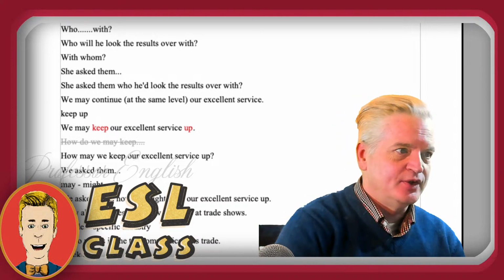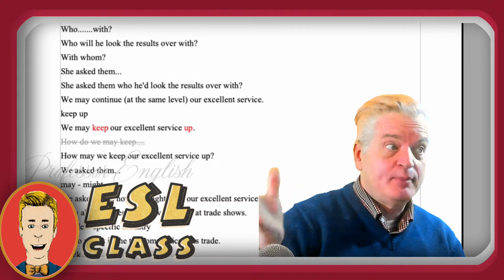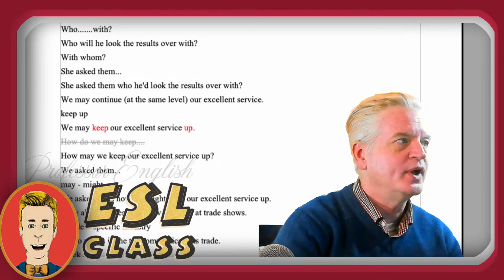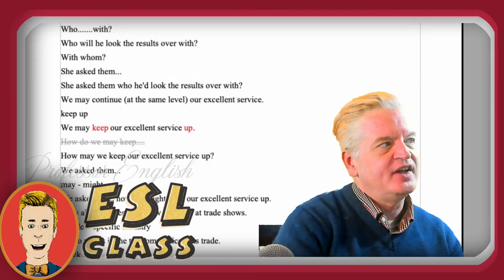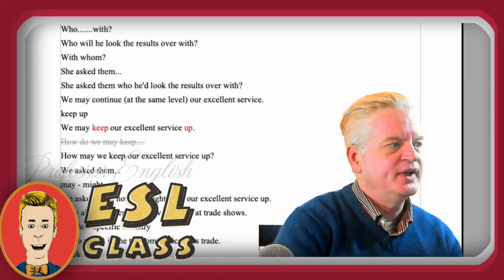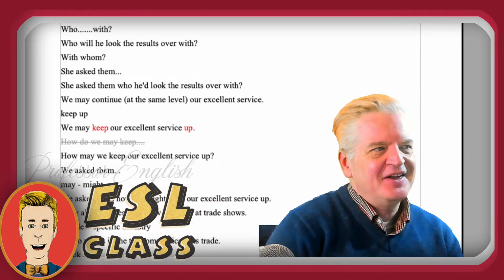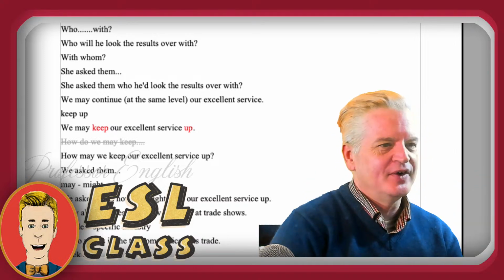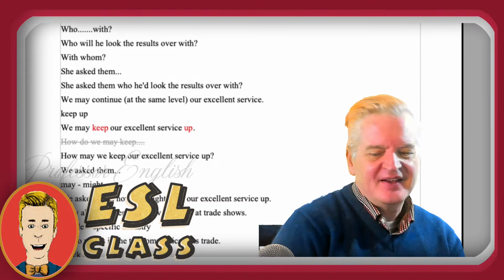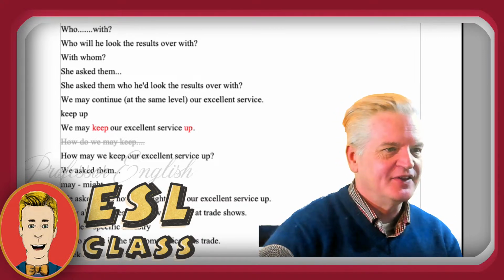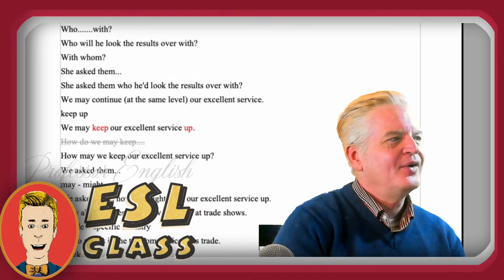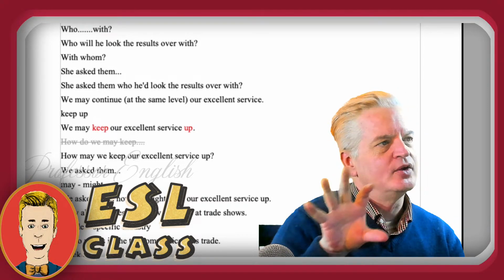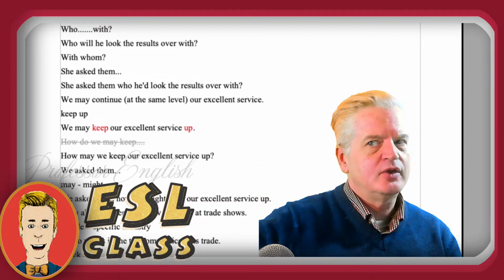Now, some people will tell you that's wrong, but that's how everybody does it. So I don't know how wrong it can be if everyone is doing it this way. Those people who say that it's wrong will tell you it should be with whom. So that's technically the correct English, with whom will he look over the results? But that isn't a very common way of making the question. Okay, so let's stick with who will he look the results over with?